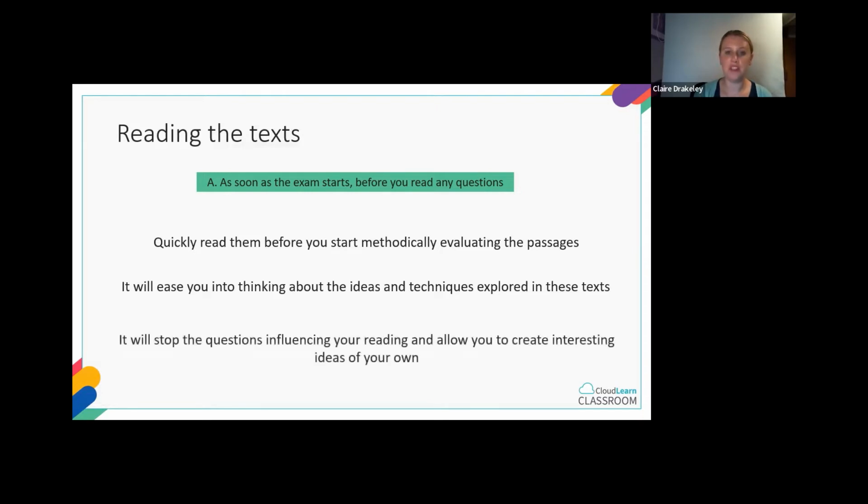Furthermore, it will stop the questions influencing your reading of the full extract and allow you to create some interesting initial ideas of your own, because it is very likely that the questions will give you clues to the text. For example, one of the exam questions might say, how does the writer show you that he thinks swimming is a healthy sport? Then you've just been told without question what the writer thinks. The writer does indeed think that swimming is a healthy sport. You're told what the writer thinks before you've read the extracts.